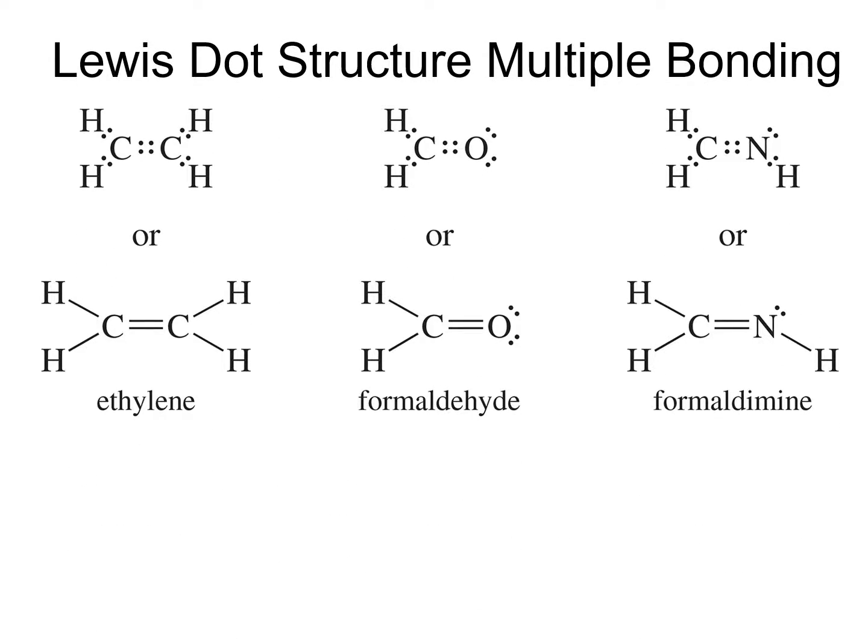So what happens when you have a Lewis dot structure and multiple bonding? Well, what I said initially is that if you do the electron count and the electron count in your trial structure does not match the number of valence electrons, then you have to go back and add multiple bonds. So these are some molecules that have multiple bonding. So here's my ethylene molecule. I have a double bond between those 2 carbons. Here's my formaldehyde molecule. I have a double bond between these 2 atoms here. Here's my formaldimine, and we have a double bond between the carbon and the nitrogen.